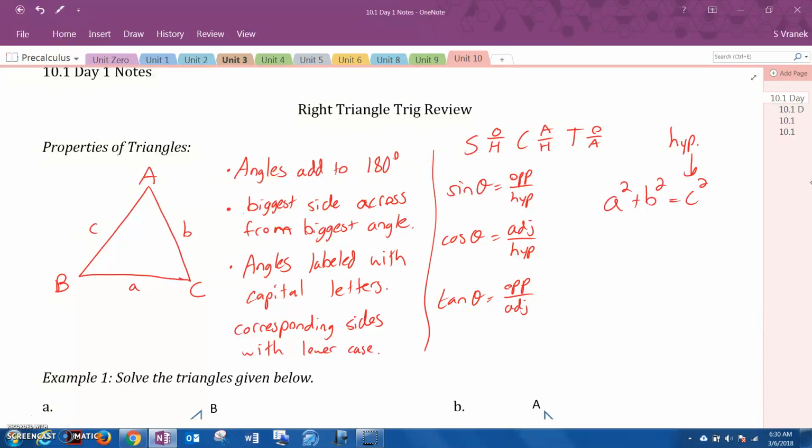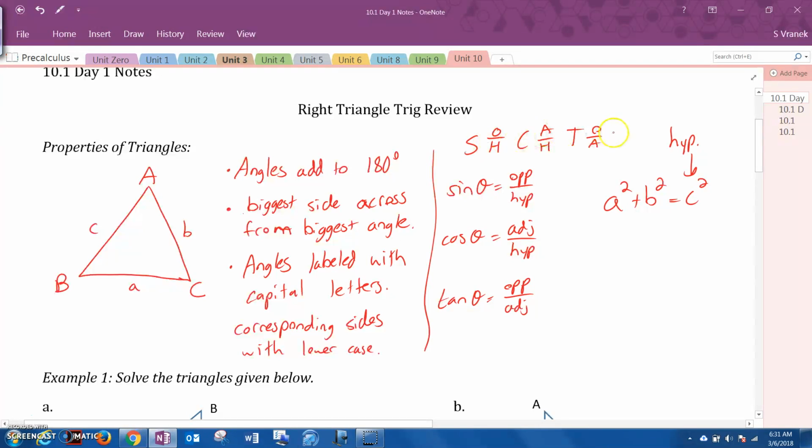First thing is, you should know that the angles of a triangle add up to 180, always. That the biggest side is always across from the biggest angle and vice versa. The smallest side should be across from the smallest angle. We'll label the angles with the capital letters at the vertices here. So big A, big B, big C. And then the corresponding side, the side across from it, would be little c, little a, little b. So that's how we know what we're talking about.